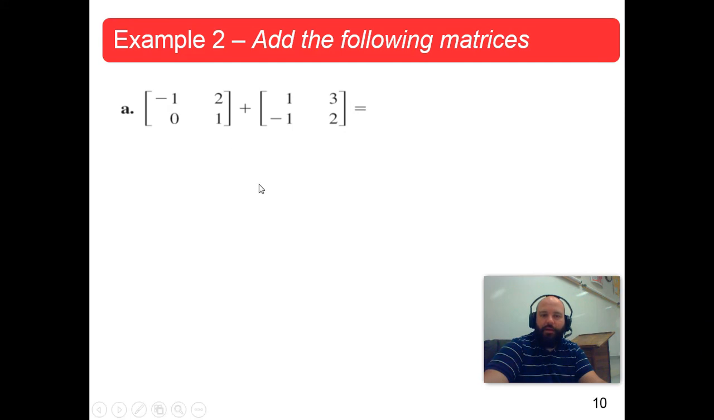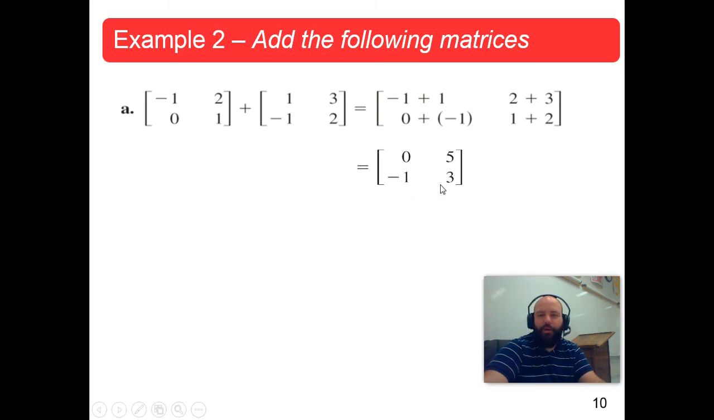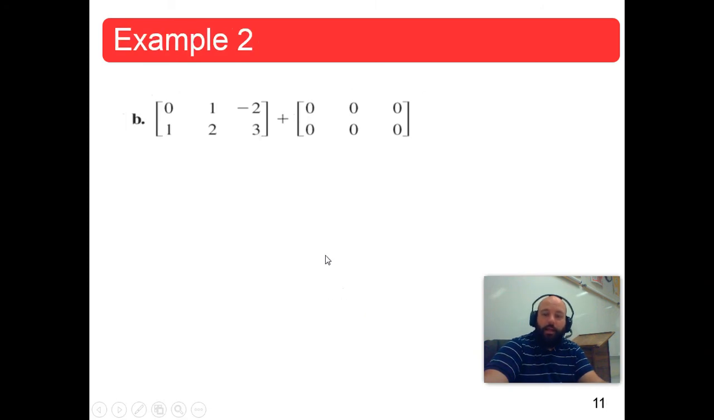And so when you add all those together, you end up with 0, 5, -1, 3. So it's pretty simple. Another example of this is just trying to add them again. Are the two orders the same?